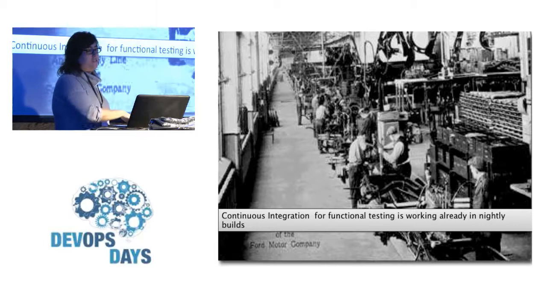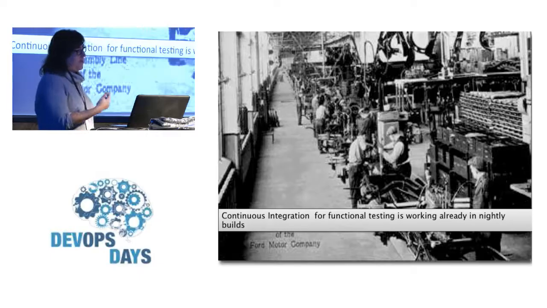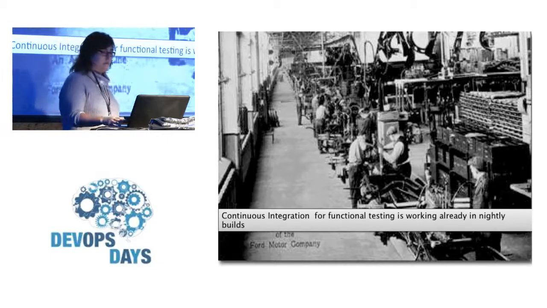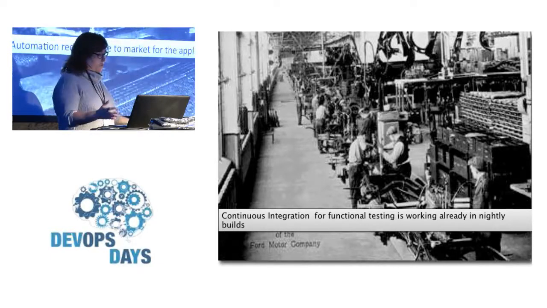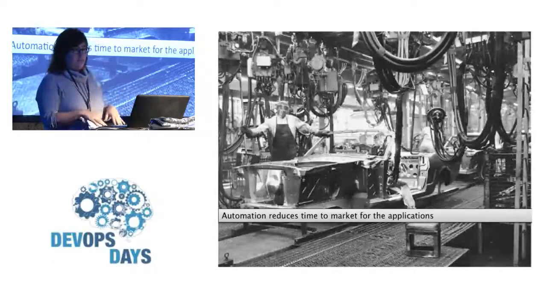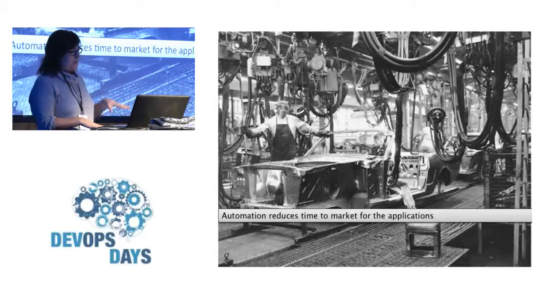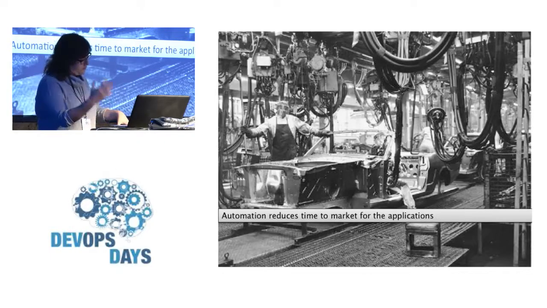We have this continuous integration for functional testing. Every night we have these builds and we run our smoke tests and our JUnit or unitary tests. Okay, so we can do something about that. Of course, automation reduces time to market for applications. This makes the builds get live faster. The product is getting to our users' lives faster.